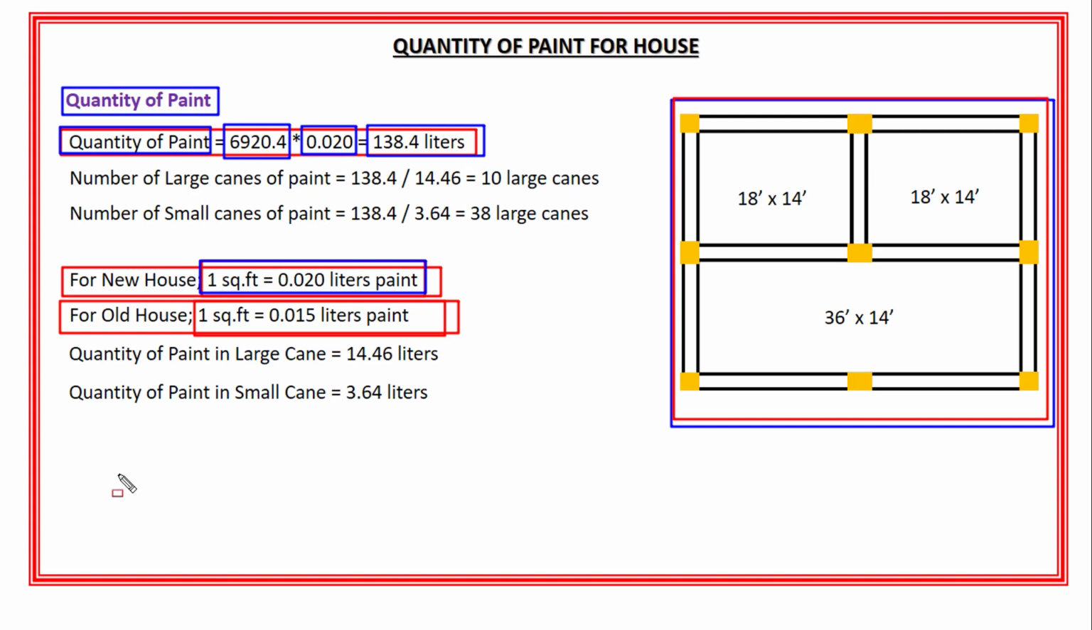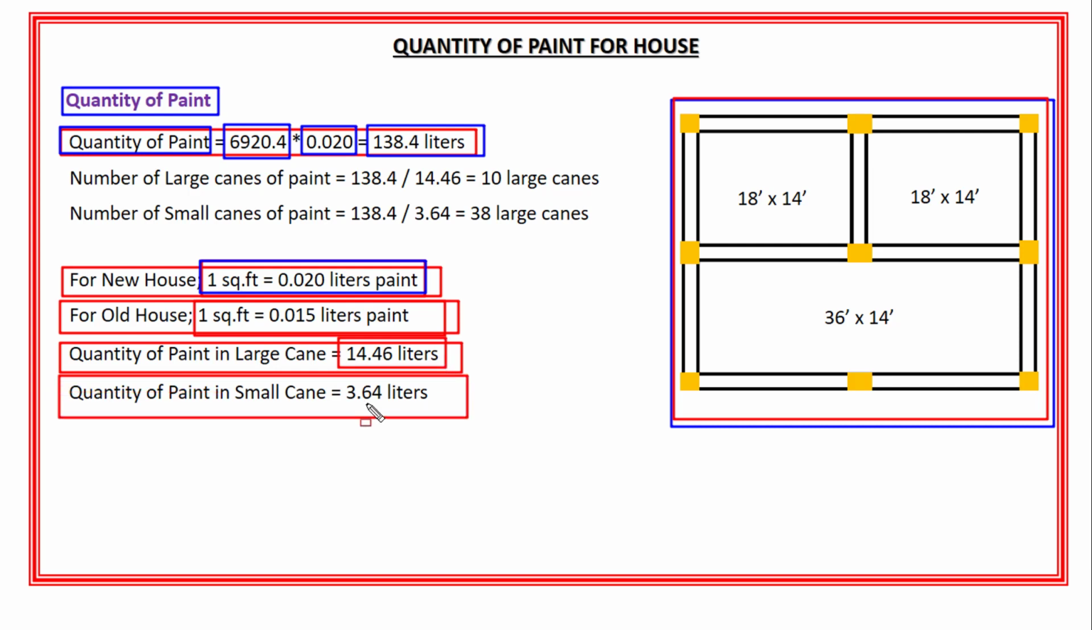Now in market, you will get the paint in the form of cans. And normally, there are large and small cans. Okay? So in large cans, 14.46 liters paint are provided. And in small cans, you will get 3.64 liter paint.